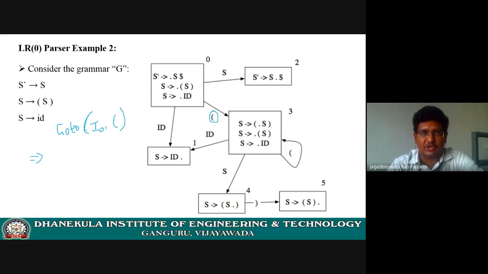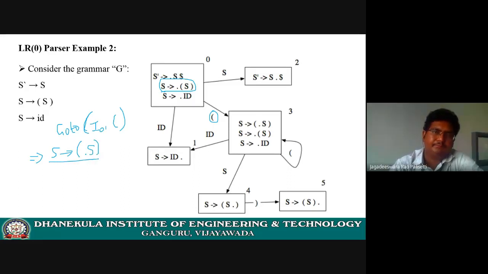I will get a production rule. I have to get this particular production rule, because after the dot here I have my open brace. So for this production, I am going to apply the goto. What do I have to write? S tends to open brace dot capital S close brace. So this is the thing I have to write.